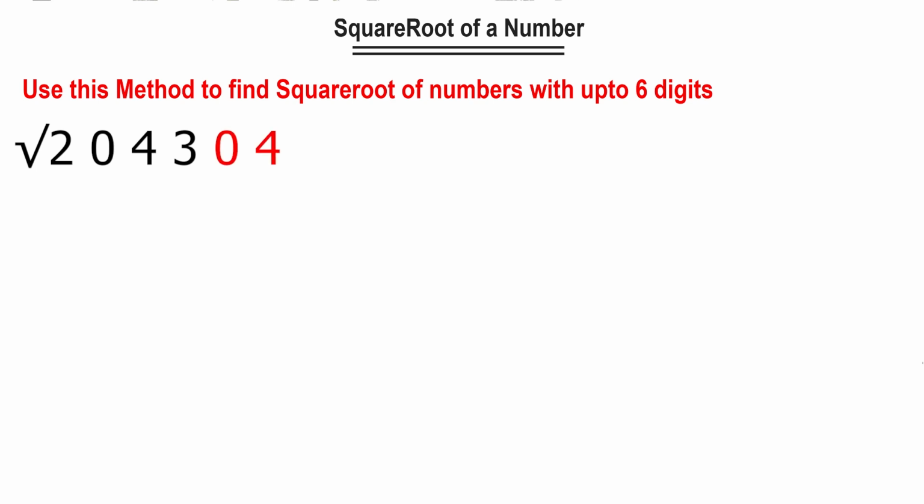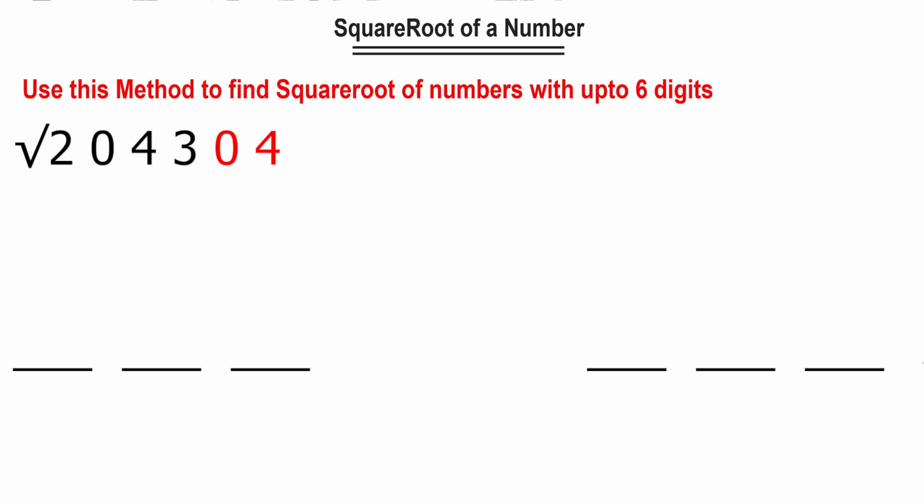So step 1 of our technique would be to separate the number given in our question into 2 pairs. First pair would be the rightmost 2 digits. The next one would be the remaining 4 digits. In our case, first pair would be 04. The remaining, that is 2043, will be the second pair.